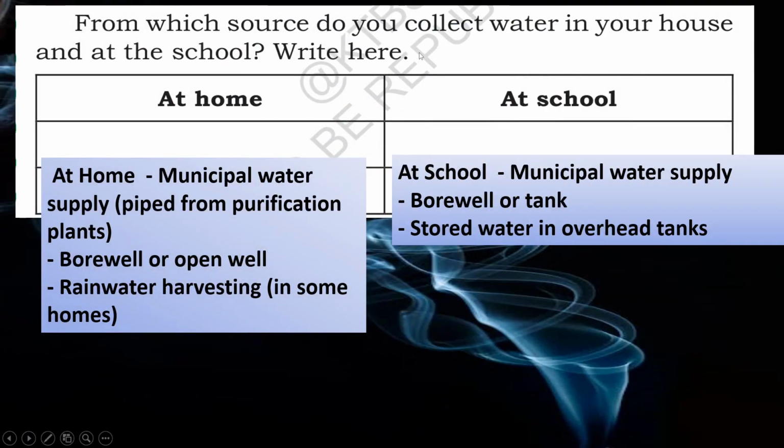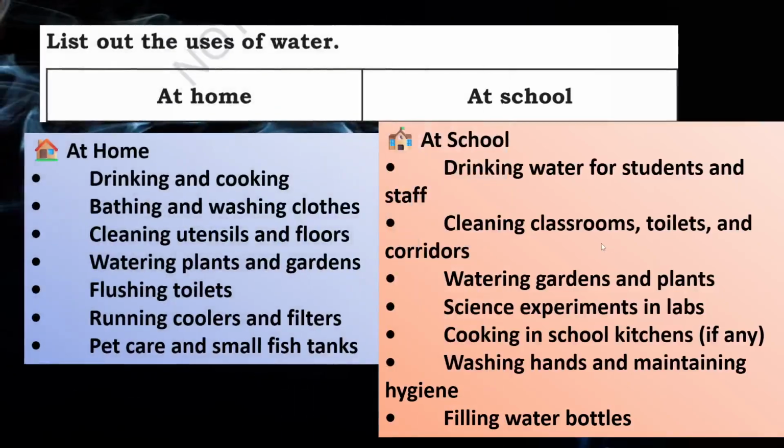From which source do you collect water in your house and at the school? At home: municipal water supply piped from the purification plants, borewell or open well, rainwater harvesting in some homes. At school: municipal water supply, borewell or tank, stored water in overhead tanks.